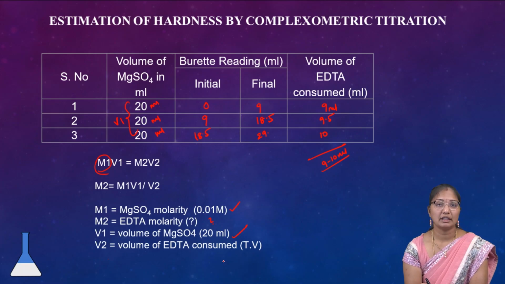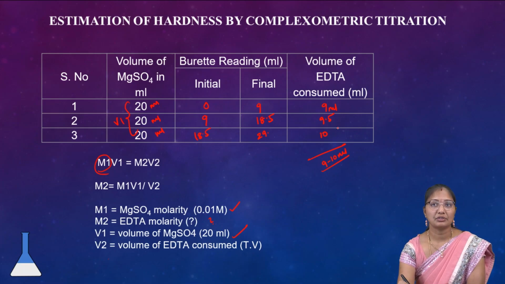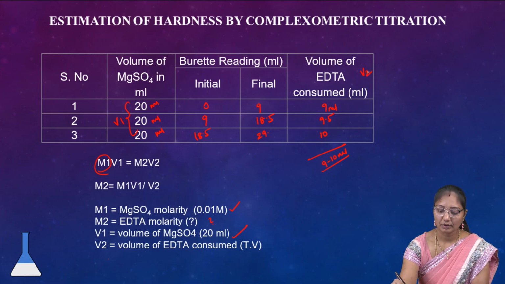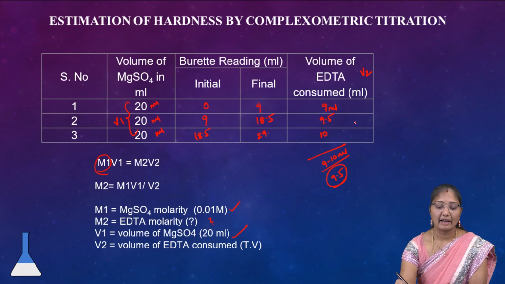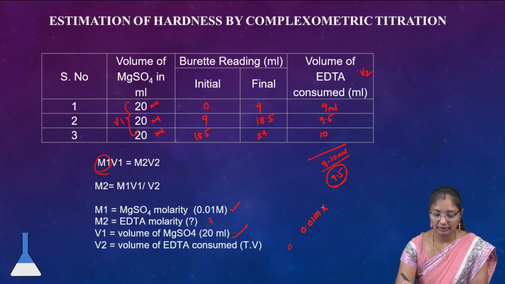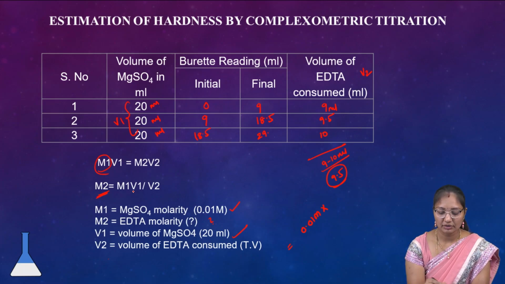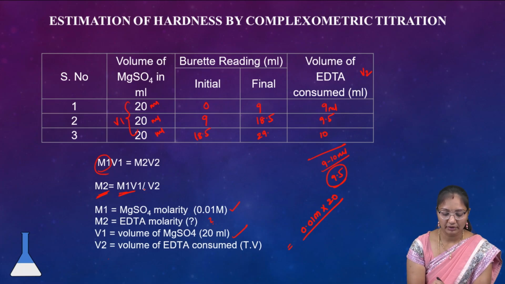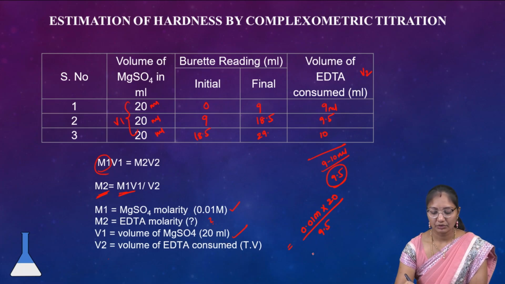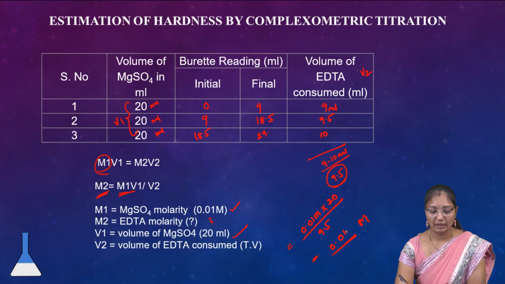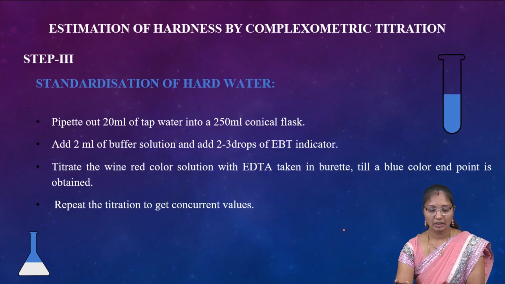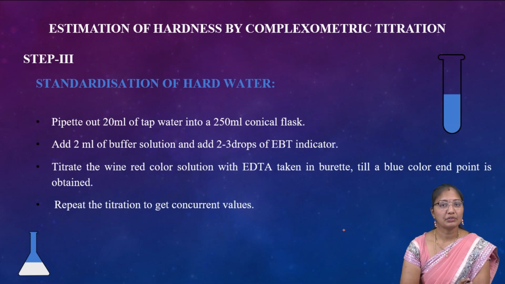Then V2 is the volume of EDTA consumed while titrating, from this column. So the average of these three is taken as V2, suppose 9.5. Here the calculation is M2 equals M1, 0.01 M, into V1, 20 ml, divided by V2, the volume of EDTA consumed, 9.5. So this simple calculation gives the molarity of EDTA. Suppose it is 0.01 M. Consider it as 0.01 M. So now we have EDTA with a value of 0.01 M.